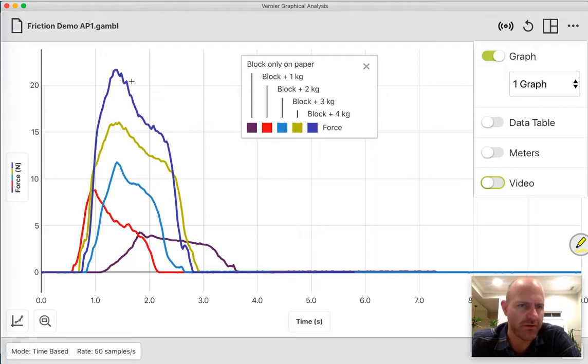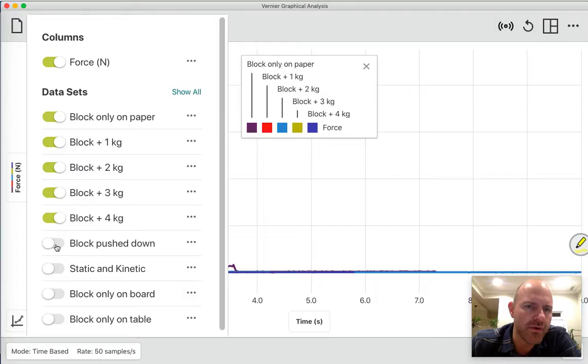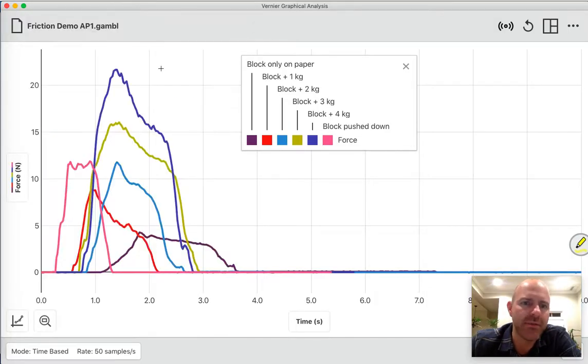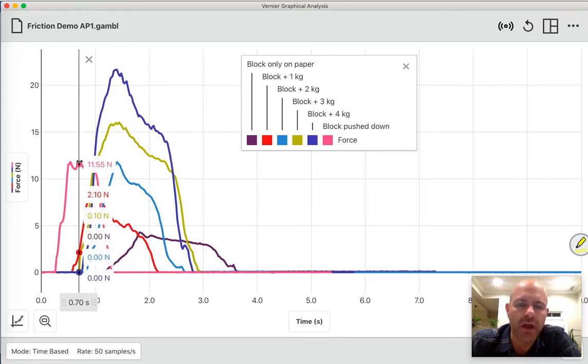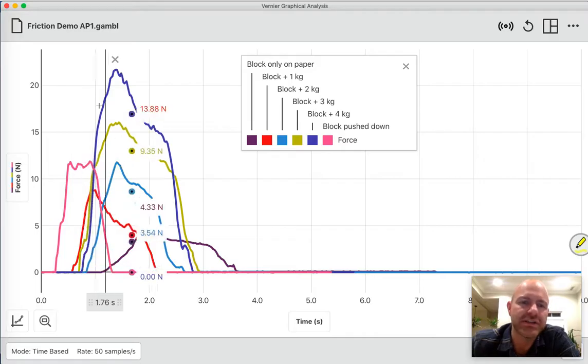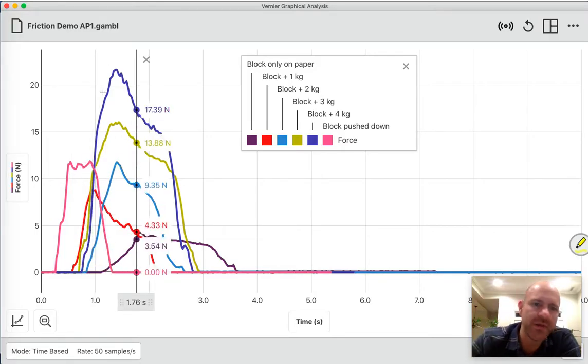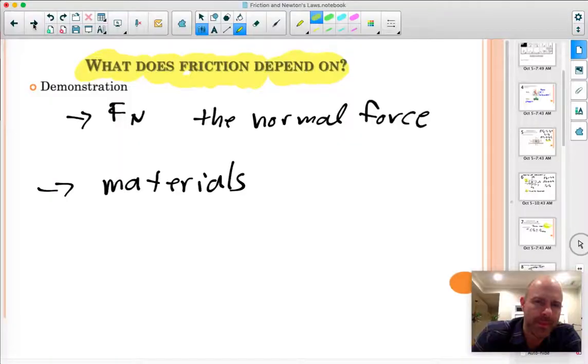So it kind of makes you think, oh, is this just the mass changing? Well, we can also add in one where it's the same amount of mass as the original, the purple one, but in this pink one, I'm actually pushing down on the block instead of adding more mass. So it doesn't really matter whether we're adding mass, because those masses don't change the mass of the block. It just changes the amount that it's being pushed down and therefore the normal force between the surfaces.